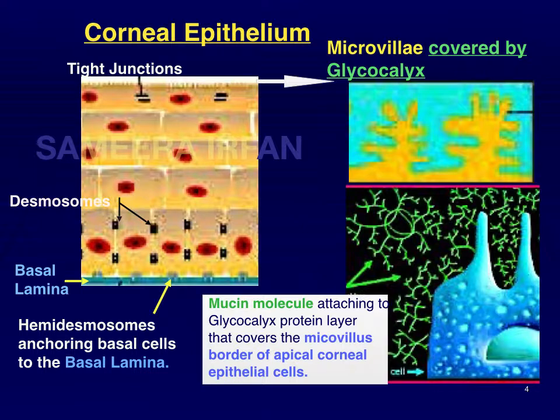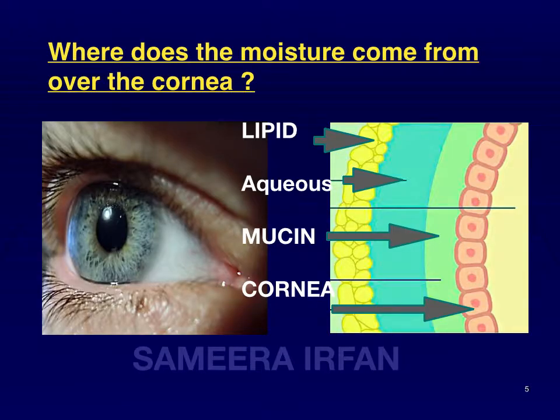Without this mucin, the aqueous component of the tear film cannot spread over the corneal surface. Similarly, any lubricant eye drops that are instilled into the eye will fail to make the cornea wet in the absence of the surface mucin glycocalyx complex. So the next important question is, where does this moisture come from to cover the surface of the cornea?